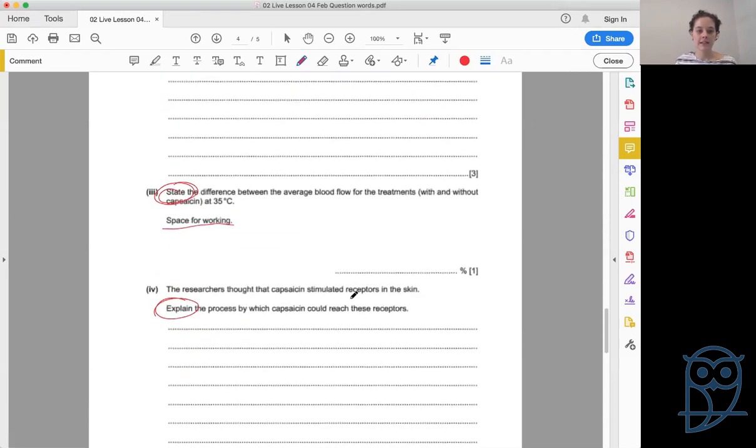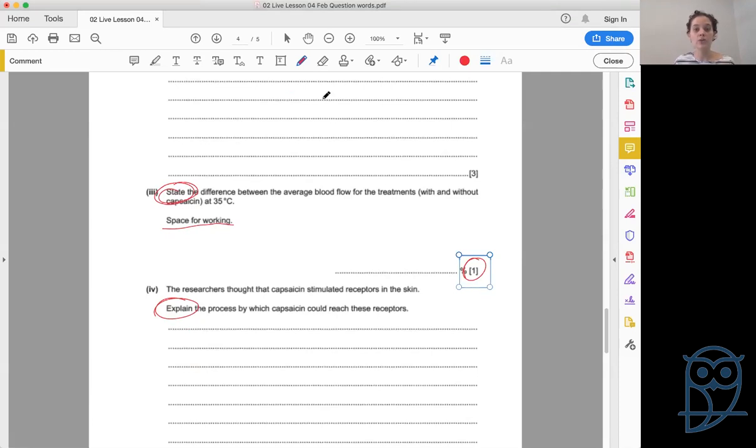Okay, the next one says, state the difference between average blood flow for treatments with and without capsaicin at 35 degrees C. Now, a state question means just give the answer, but they've also given you space for working. So one thing to look out for is your mark allocation, because your mark allocation gives you an idea of how much you should be doing. If they're saying state, you can just write down the answer. 1 mark makes sense. That's a state. If you're not quite so confident, they've given you that space for your working.